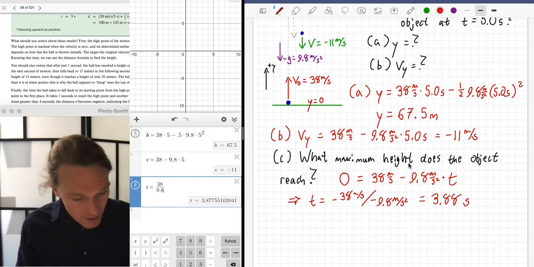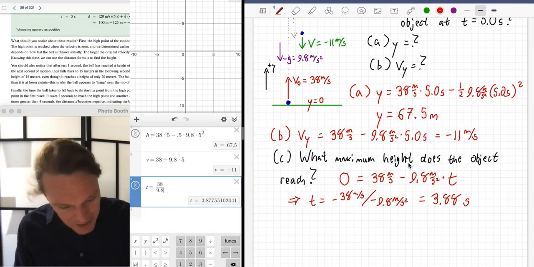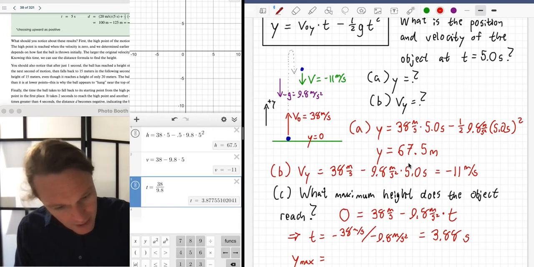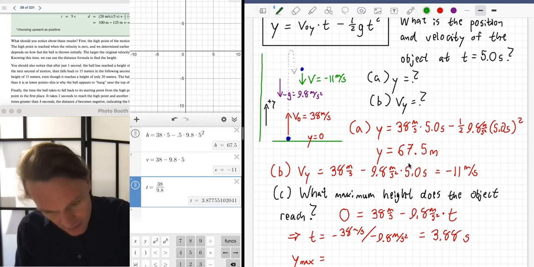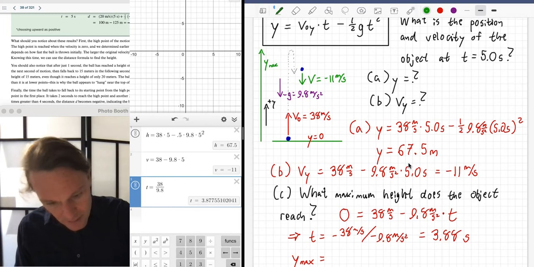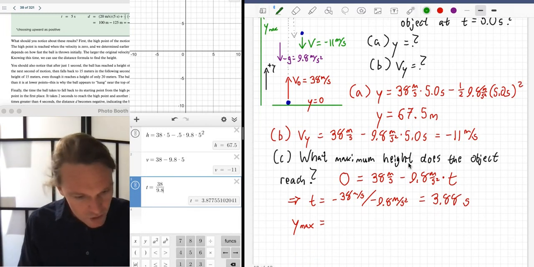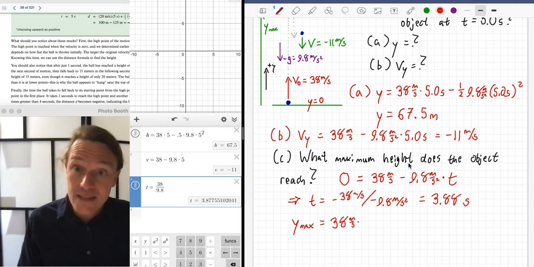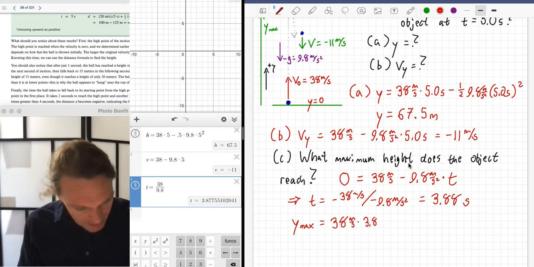All right, so then we just plug that into the position in order to find the maximum height. So we'll call this y max, the maximum height it reaches. That would be none other than this value right here. So this entire length would be y max, as I drew it in the sketch, because that's where it turns around and comes back down. And then we'll plug in everything in our y equation, which is just the 38 meters per second. We're going to plug in the time we solved for, so the 3.88 seconds.